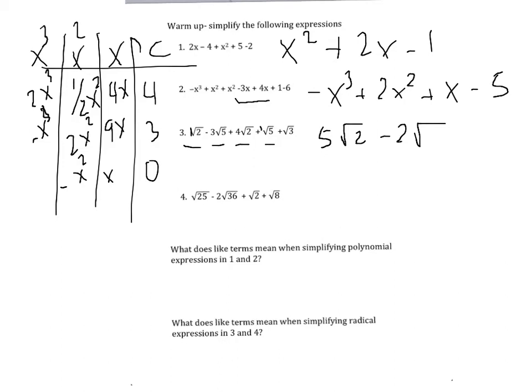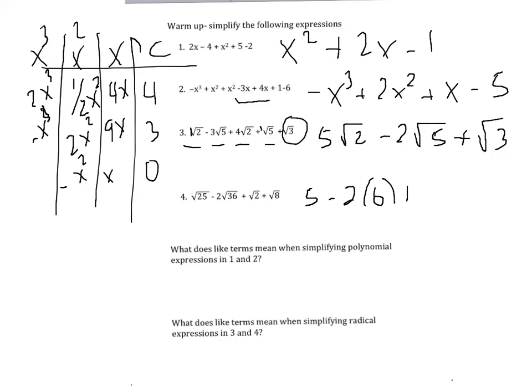And then you have the last one, square root of 3. There's nothing that has a square root of 3 underneath the radical on any of the other ones, so it is a like term by itself. And on the last one, if you can evaluate the square root, go ahead and do that. Square root of 25 is 5. Minus 2 times square root of 36 is 6. It's being multiplied because it's next to the radical.